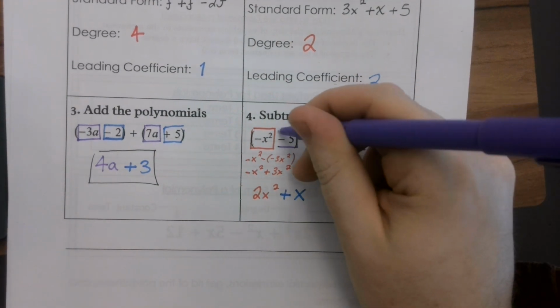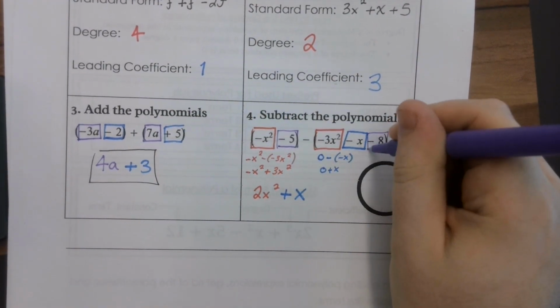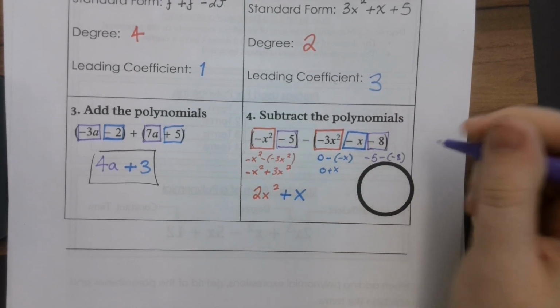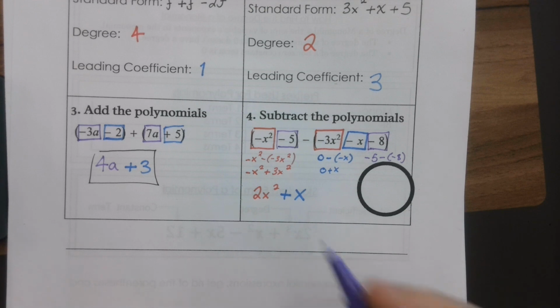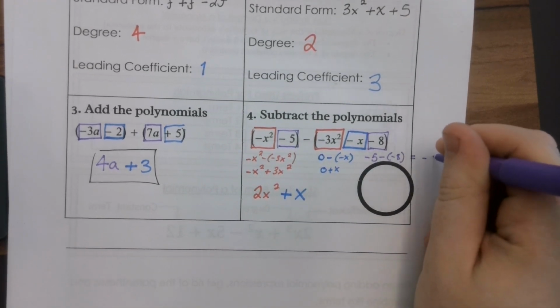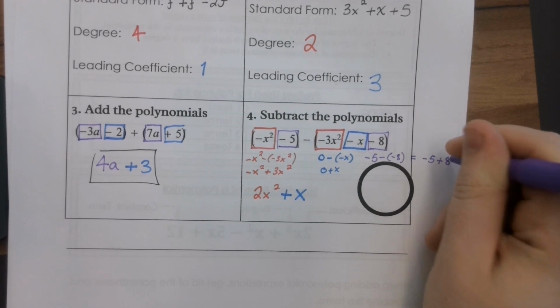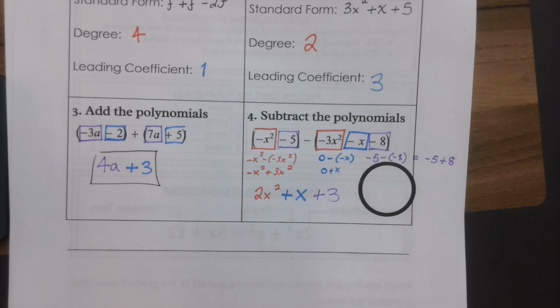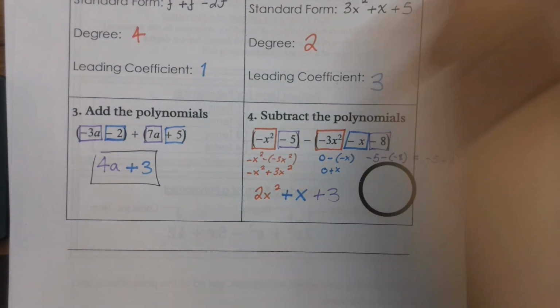Lastly, we have the negative 5 and the negative 8, and negative 5 minus negative 8 is something that we can do because we can treat minus a negative as the same as being a positive. This is negative 5 plus 8, and negative 5 plus 8 is 3. There we go.